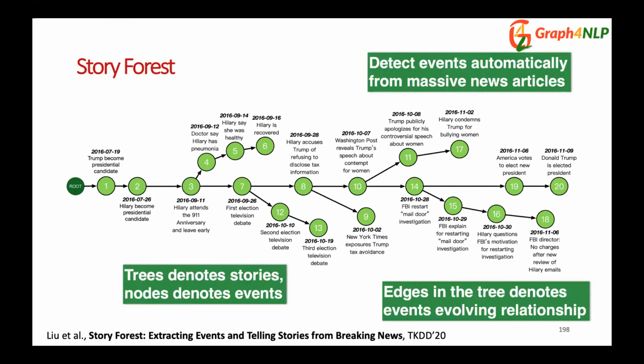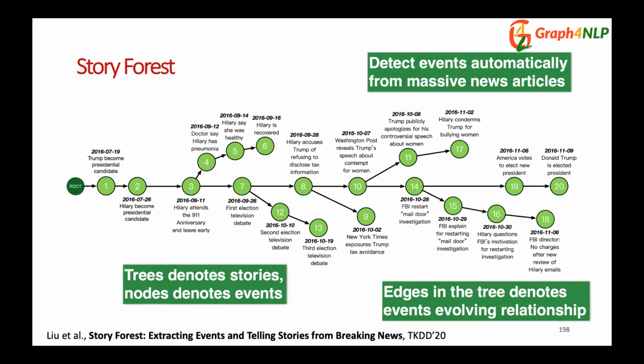So we proposed the Story Forest system to try to reduce the redundancy between different news articles and reveal the structure between them. Here we show an example about the story of the 2016 United States presidential election. Each green node indicates an event. We define an event node as a cluster of documents talking about the same incident in the real world. And we organize different events by the order of time as well as the coherence between them.